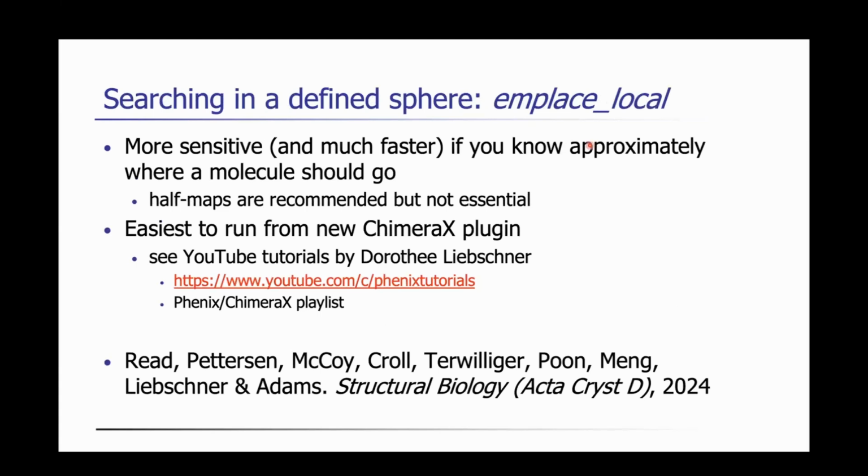so we have the program that does the search over the whole map is called EM placement, or emplacement, however you like. But what we realized is that if you know where you want to look, instead of saying, I think this molecule is somewhere in my map, if you say, no, actually, I'm pretty sure this molecule is in this part of the map, you can do a much faster and more sensitive search. So this is in place local, and we'll see that being run in the ChimeraX plugin. So it's really nice to run from ChimeraX. And the YouTube tutorials Dorothy talked about, she's got a couple of tutorials to help you with that tool as well, how to install it and how to run it.